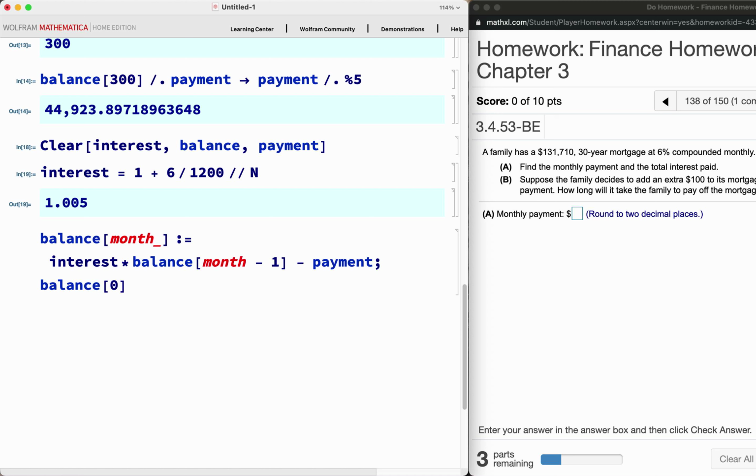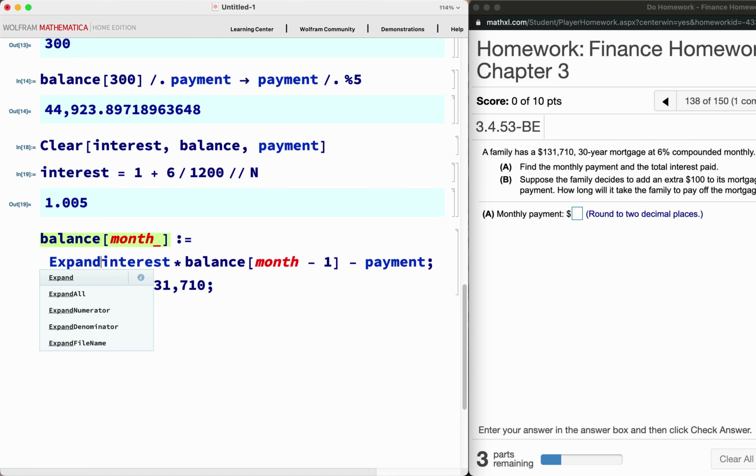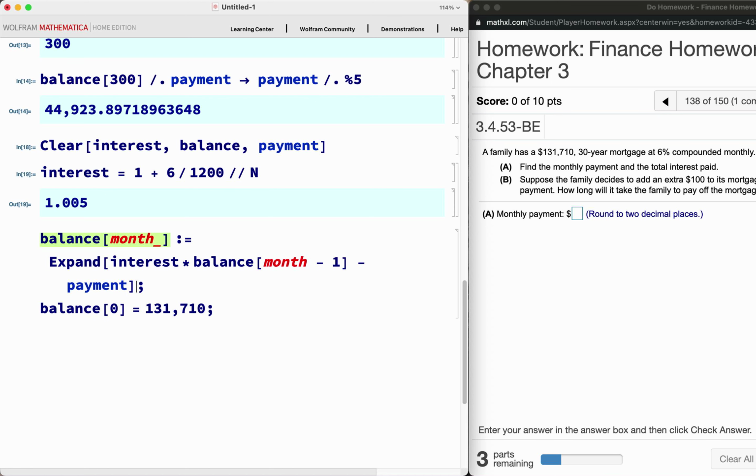For this one, you should use colon equals. For this one, it really doesn't matter if you use colon equals or equals. You could go ahead and just use the regular equal sign. $131,710, semicolon. Oh, you know what I'm going to do? Hold on one second. Let's expand this expression. Okay, so we expanded it.